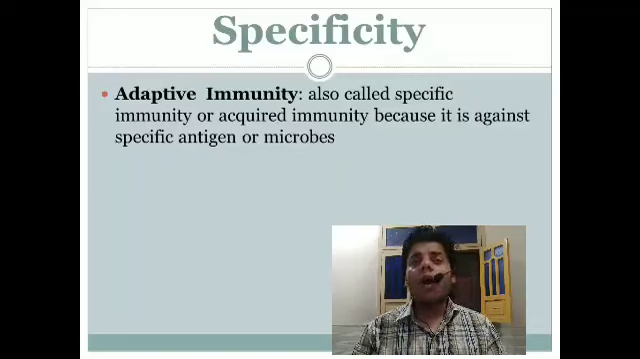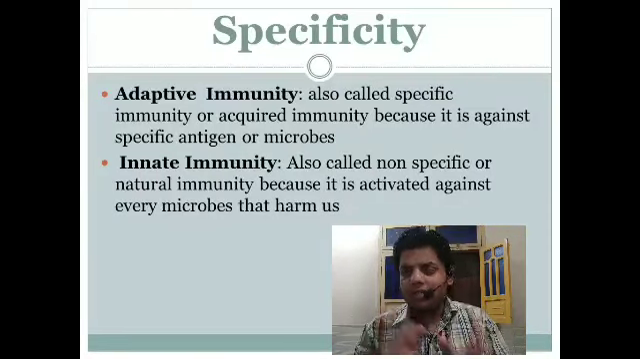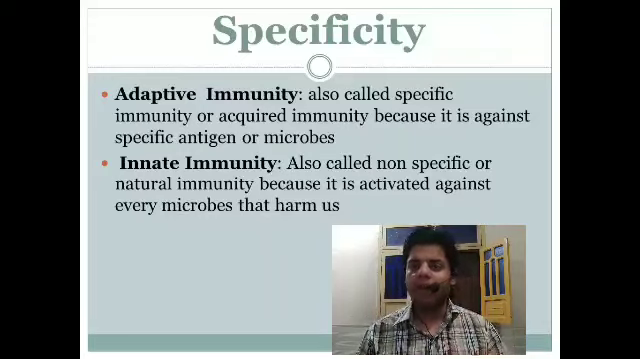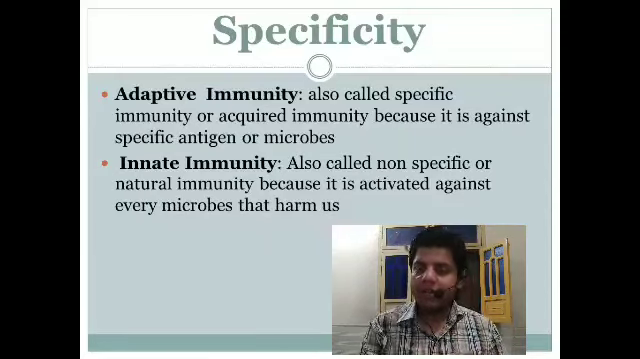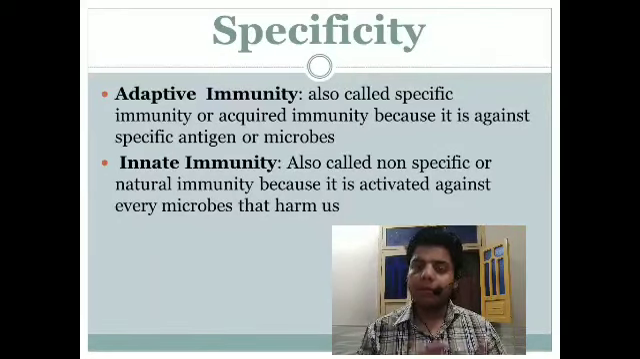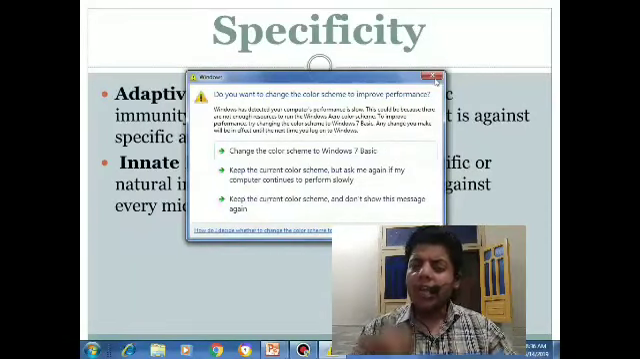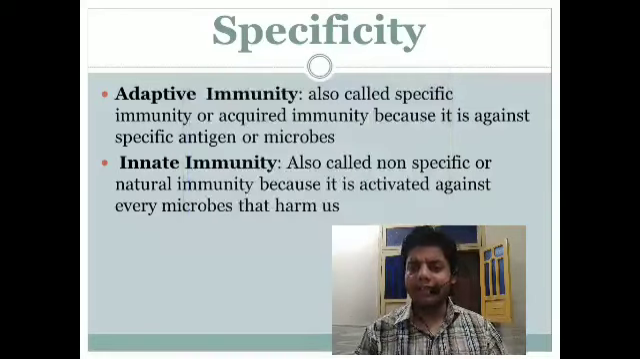Next, innate immunity. If we talk about the specificity of innate immunity, we call it non-specific, because it is not specific against microorganisms. So it is non-specific and it is natural. It is present inside our body all the time, naturally. We cannot acquire it from another body. The second thing is that it may be activated against every microorganism: virus, bacteria, euglena, fungi, every kind of microorganism.